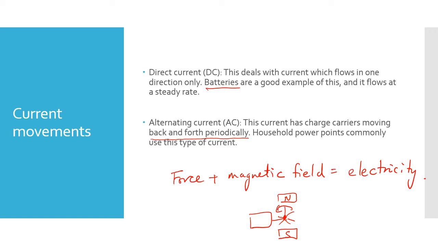So if you have a look at the diagram here, the force always goes in one direction. The magnetic field switches, so it goes in both directions. If it goes in both directions, and it must be equal, that must mean the electricity goes in both directions. That is why alternating current always goes back and forth, just so that you're aware.